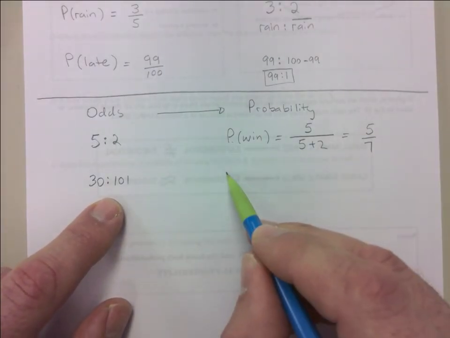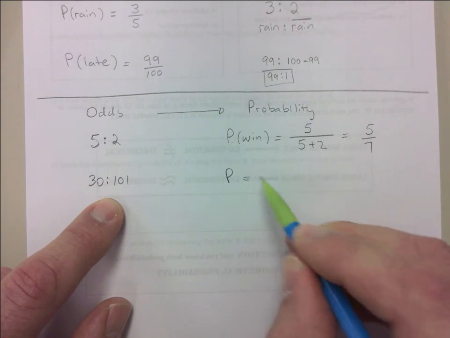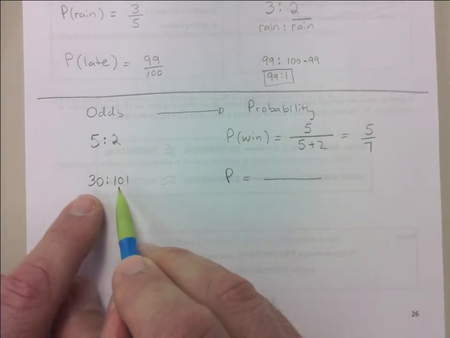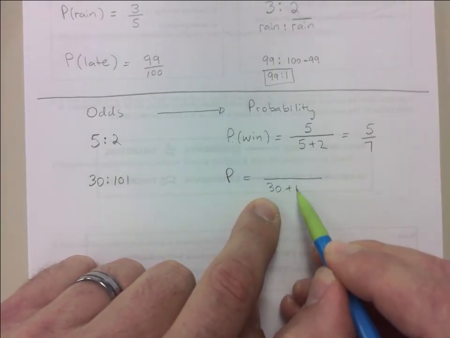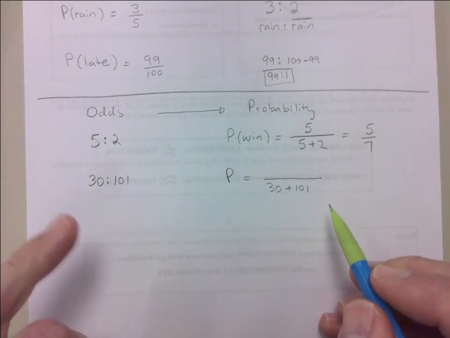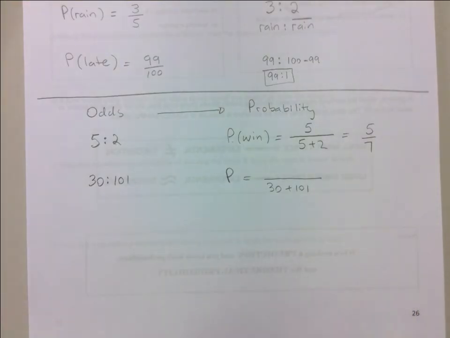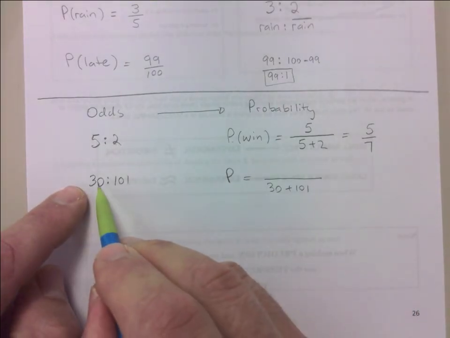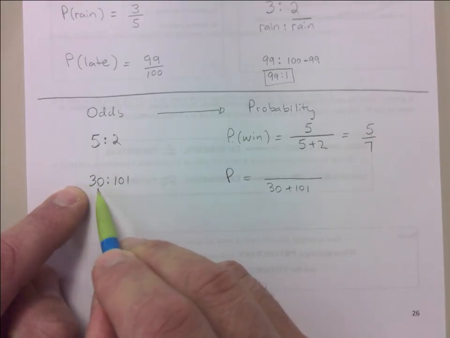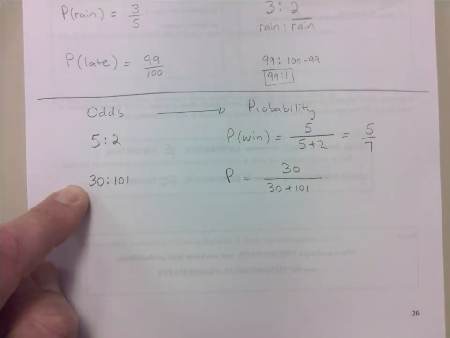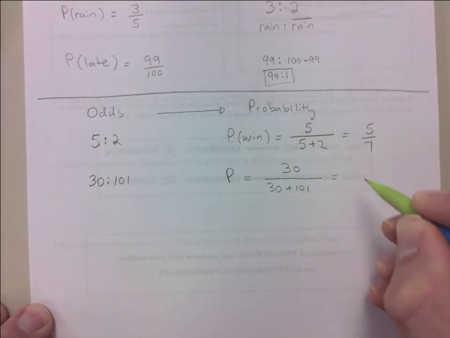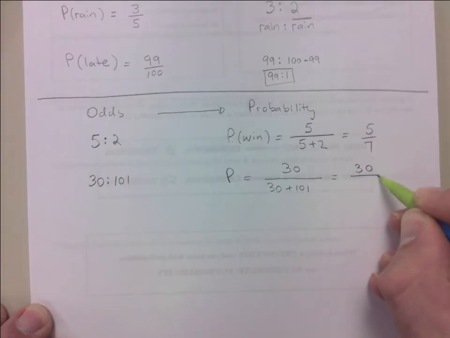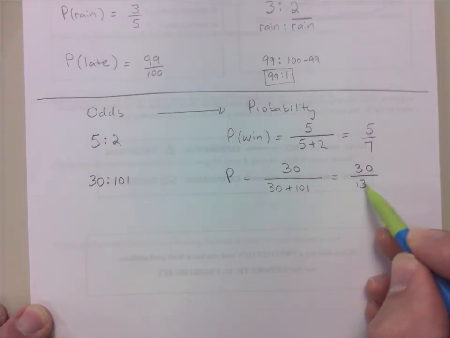And let's say you want the probability of this. The first thing I want you to do is add these two up. 30 plus 101. And you have to read carefully. I'm going to go into more detail later, but if it's probability of stealing, then we want the 30 on top because that represents the number of times a phone will be stolen. So this is 30 over 131.